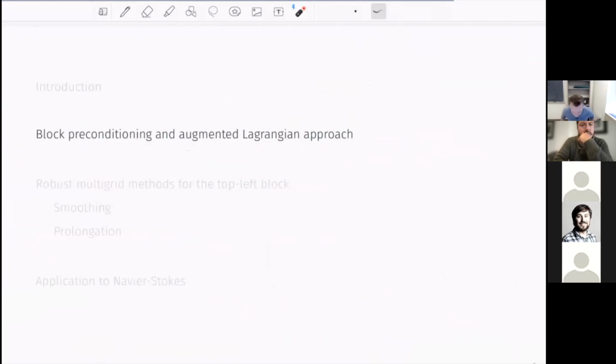Okay, so the strategy for today is I'm going to talk a little bit about block preconditioning. Block preconditioning has been around for a couple of decades, and it's one of the go-to approaches for any sort of mixed systems. And then I'll motivate this augmented Lagrangian approach, and I'll try to give some intuition why that should be a good idea. This augmented Lagrangian approach will require us to develop a new multigrid method to work well. And then at the end, I'll show some numerical results.